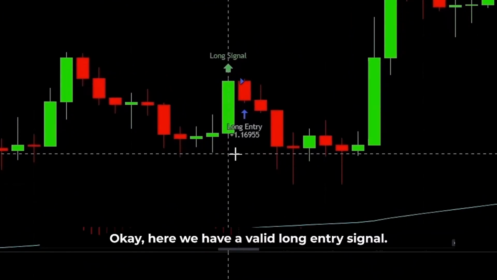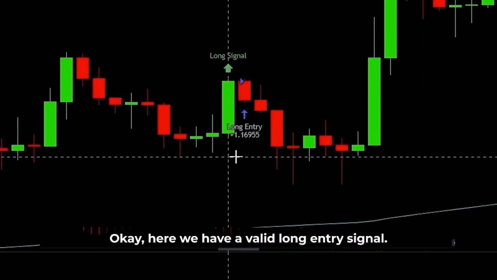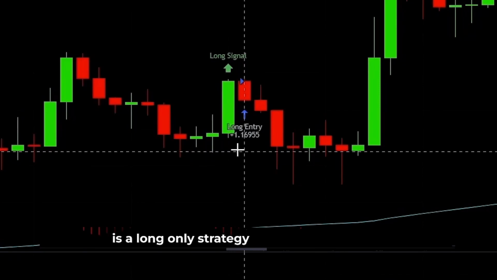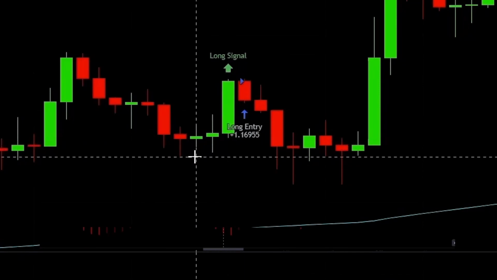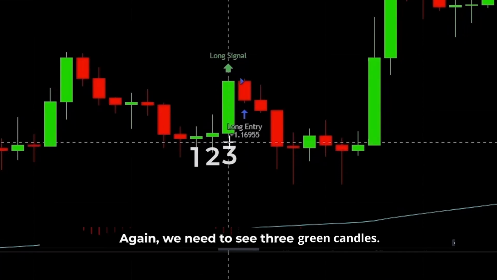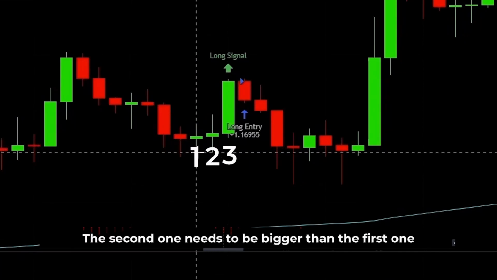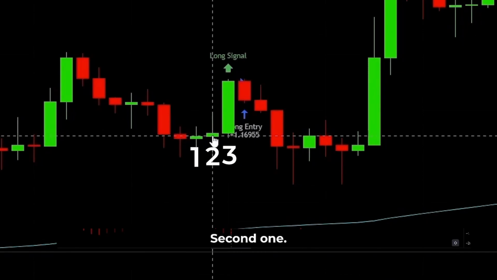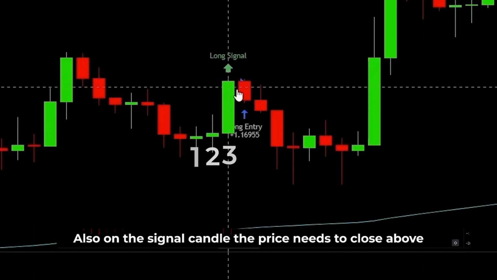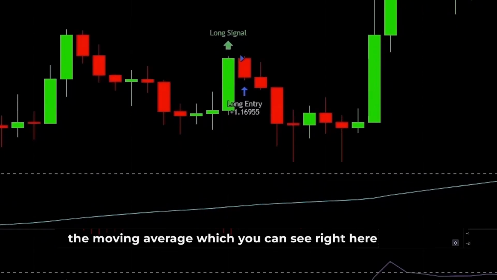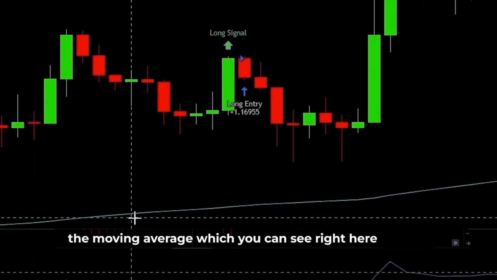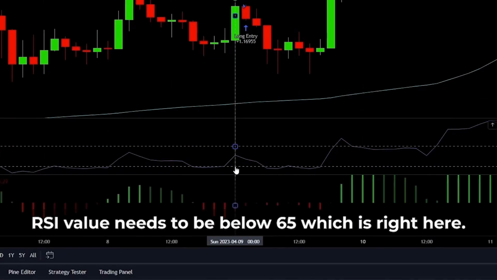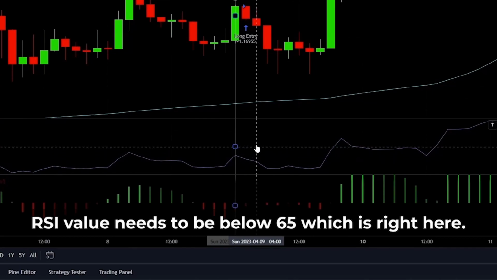With that, we have all of our filters set up. Okay, here we have a valid long entry signal. Again, make sure that you only take long positions, as this is a long only strategy. For a valid long entry, again, we need to see 3 green candles. The second one needs to be bigger than the first one, and the third one needs to be bigger than the second one. Also, on the signal candle, the price needs to close above the moving average, which you can see right here.